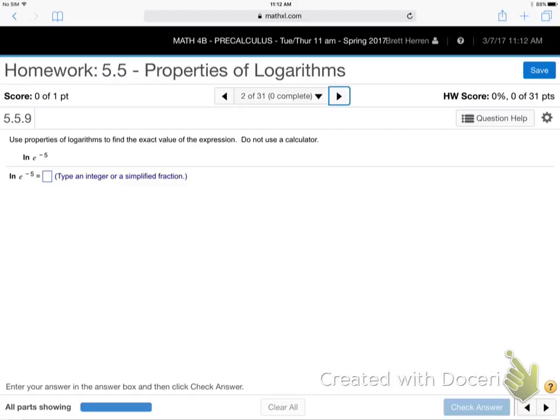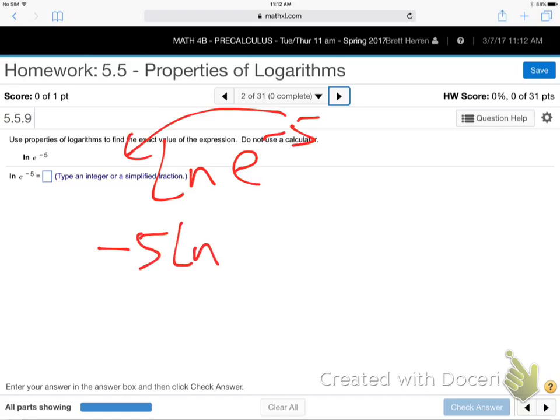All right. Can you do that one? Try to do the same kind of thing we did before. So it's ln e to the minus 5. So what are you going to do with that negative 5? Powers go to the front, right? That's that quality of logs where powers go to the front. So negative 5 ln of e.